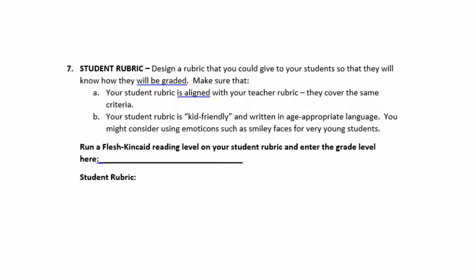The second rubric you're going to design is a student rubric, and so this would be kid-friendly. The idea is you would give this rubric to your class and say, this is how I'm grading your assignment. Make sure it's aligned with your teacher rubric. They cover the same criteria, but it should be written in age-appropriate language. So if you're developing a rubric for very young students, instead of having words like developing and inappropriate at the top of the columns, you might use happy faces and smiles and frowny faces, for example. Make sure the language is very, very basic.